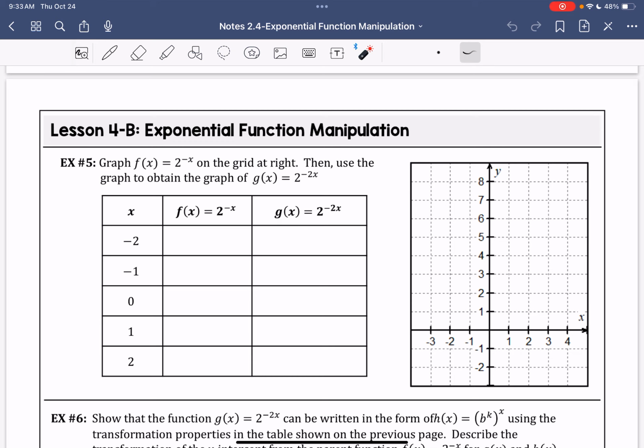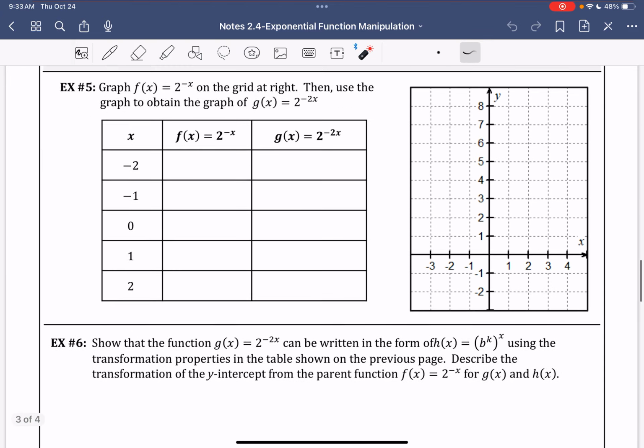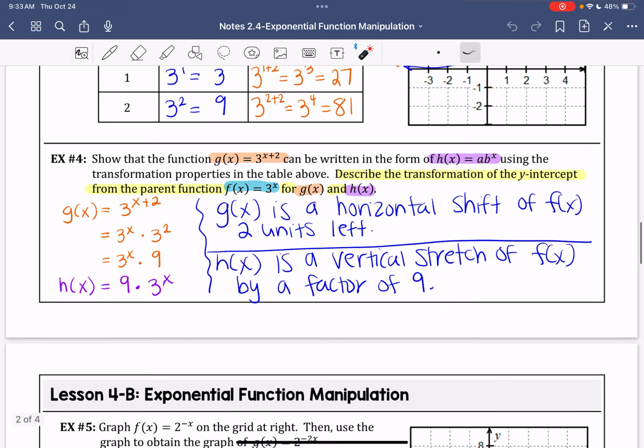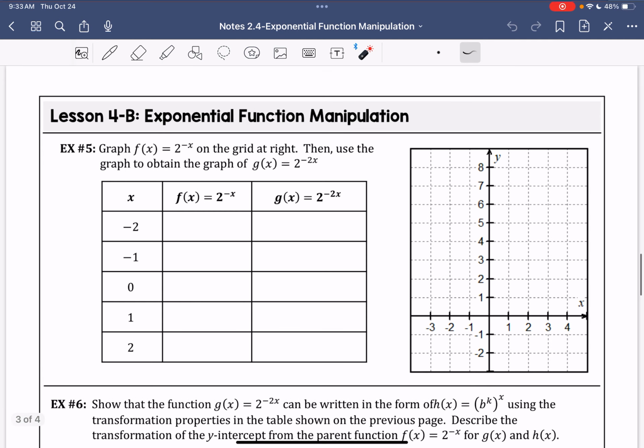So what we're going to do is finish the notes that we started on Tuesday. We are on lesson 4. I believe with second period I was able to get through example 5, but with third I did not. So we're going to pick up right where it says lesson 4B, exponential function manipulation. Let's look at example number 5.